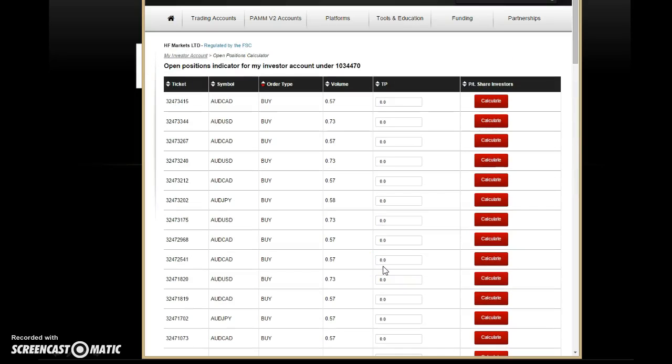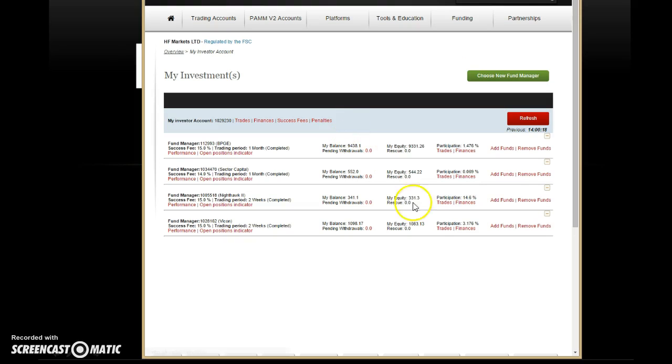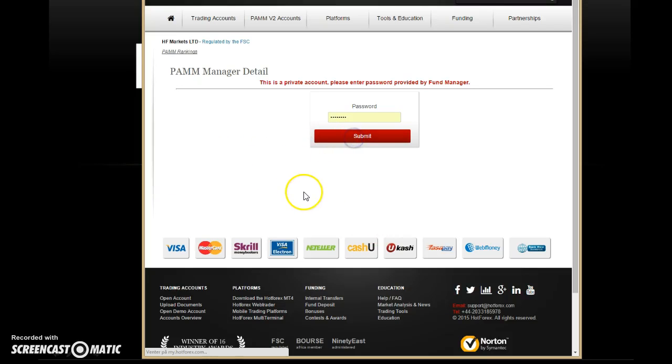I hope you understand what I've been showing you, and I hope that you can see this as a possibility for you to invest in a different way. I've been testing a few other servers, but so far this is the only one that I have actually made money on. The difference between BPGE and Sector Capital is only one thing. I have a slightly higher risk on this account.